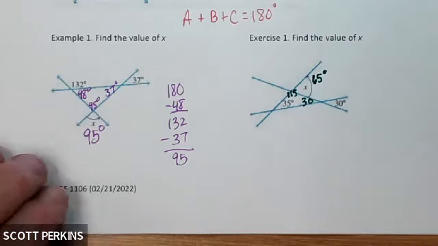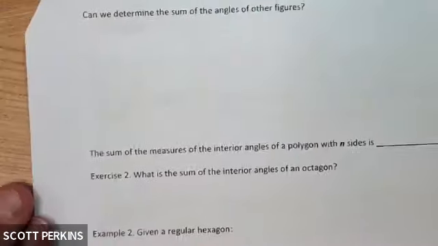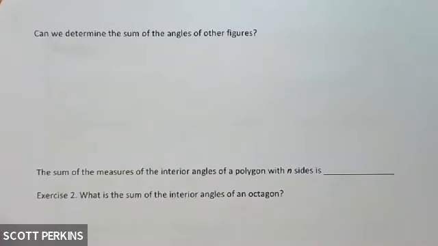All right, I'm going to turn the page unless there's a question. I am ready to rumble if you need anything. So we know that the sum of the angles of a triangle add up to 180 degrees. So what I want to know now is, can I do the same thing for other figures?